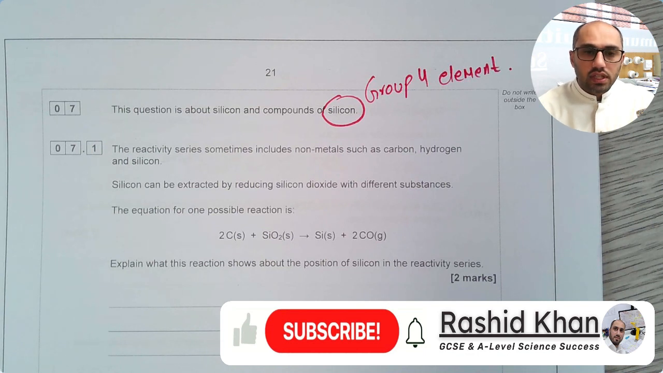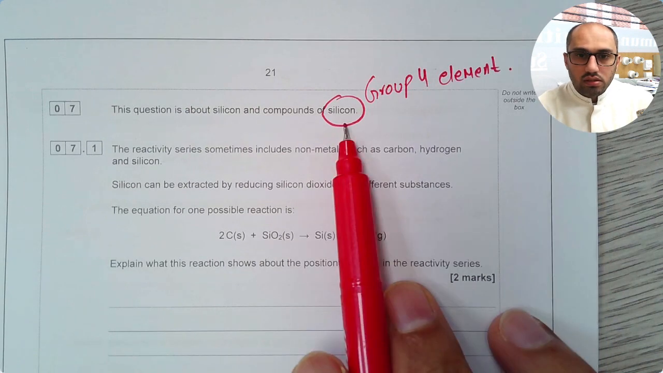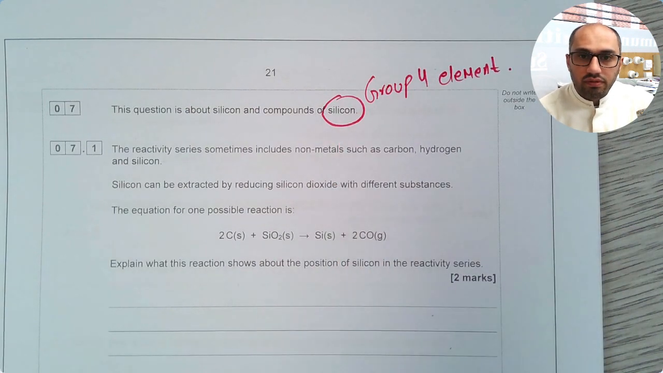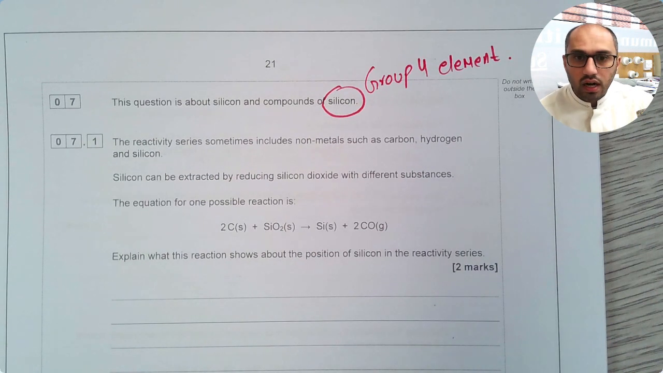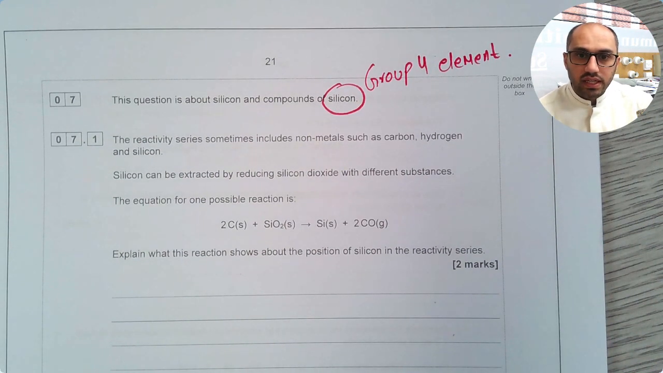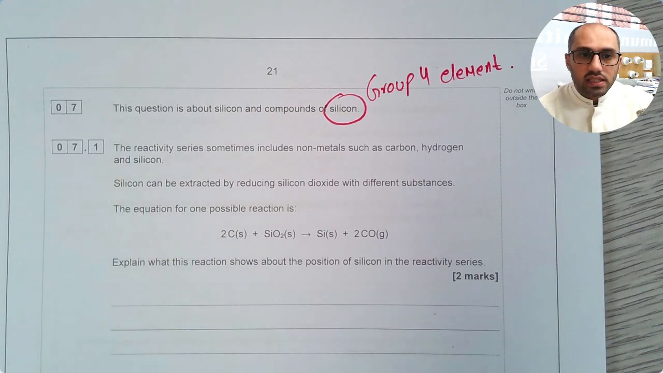Question number 7. This question is about silicon and compounds of silicon. If you look into the periodic table, you'll find that silicon is a group 4 element. Just like carbon, I can think about it as if it is a giant covalent substance. First part says the reactivity series sometimes includes non-metals such as carbon, hydrogen, and silicon.